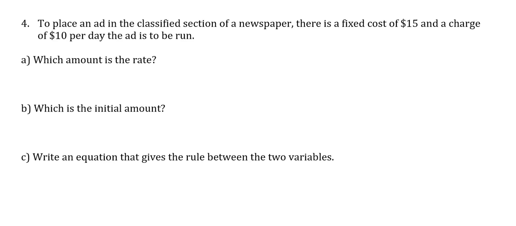Awesome. Okay, one more. To place an ad in the classified section of a newspaper, there's a fixed cost of $15 and a charge of $10 per day the ad is to be run. Here's another one of those ones where, would you ever pay for 0 days? No. So some people think you add those together to get the initial cost. 15 and 10 is 25. No, but we don't do that mathematically.